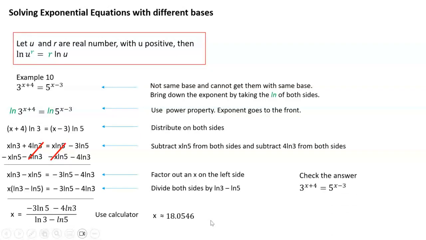And you can check your answer. So I'm going to plug in 18.0546 for the x, for the exponents. So both are going to give you something real big. What's this, like 33? This is a million. So it'll be 33,320,677,110. So this is my solution. Okay. So I know the 18.0546 is my answer.